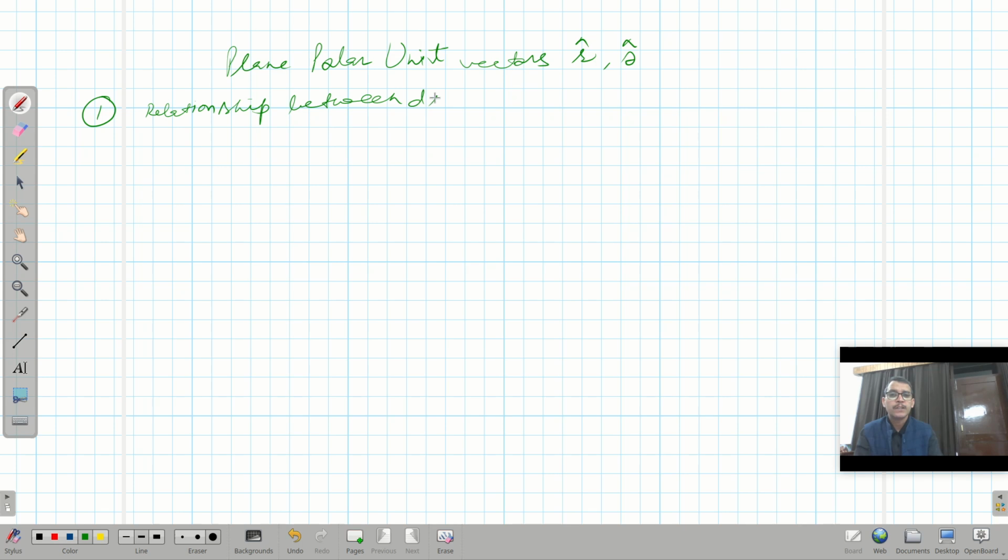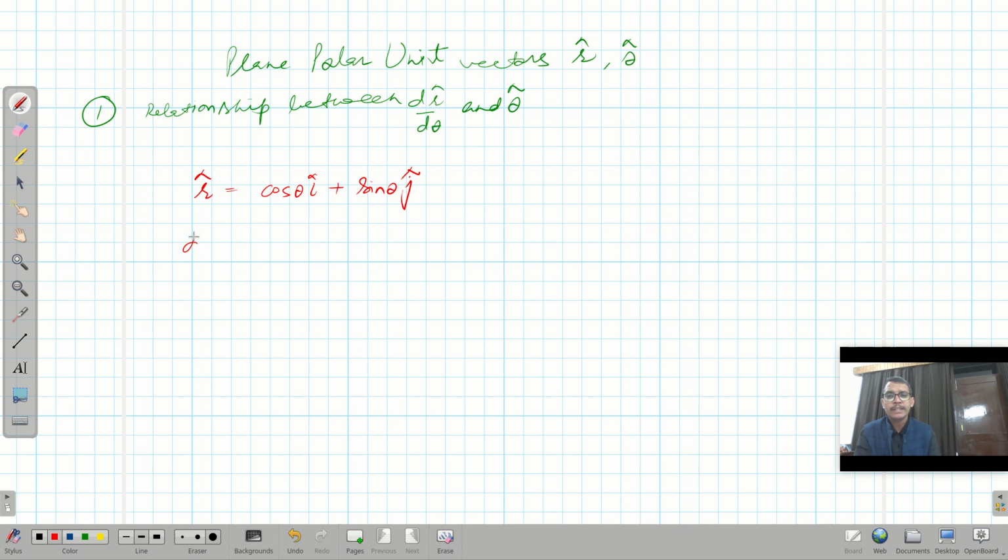the relationship between dr cap, d theta and theta cap. So for this, let us consider r cap, and as we have discussed in the earlier lectures, r cap is cos theta i cap plus sine theta j cap.